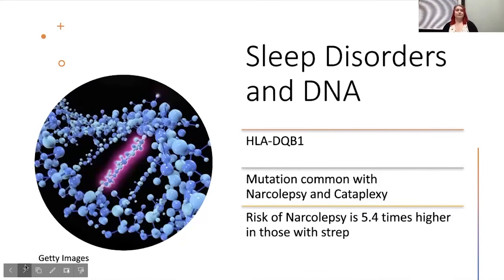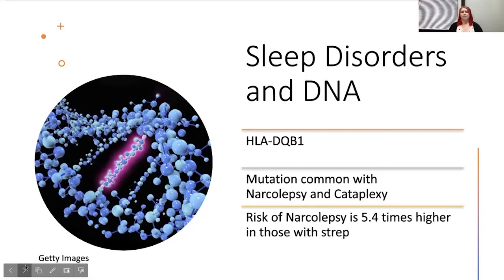Sleep disorders can affect your DNA. When you have a sleep disorder, usually you have a mutation, which can either be a duplication, an insertion, or a deletion of a gene in your genome. And the location of most sleep disorders is the HLA-DQB1. That is a mutation that is common with people who have narcolepsy, which Corian talked about earlier, and cataplexy, which can be a symptom of narcolepsy.